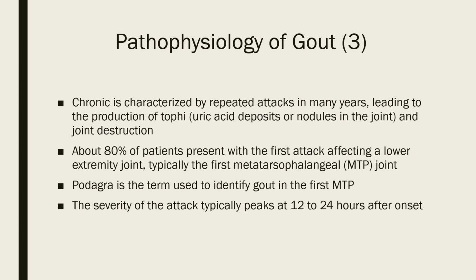About 80% of patients present with the first attack affecting a lower extremity joint, typically the first metatarsophalangeal joint. Podagra is the term used to identify gout in the first MTP. The severity of the attack typically peaks at 12 to 24 hours after onset.